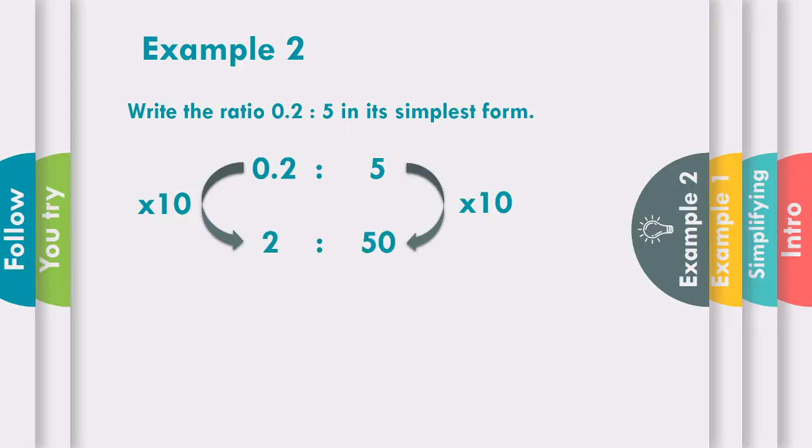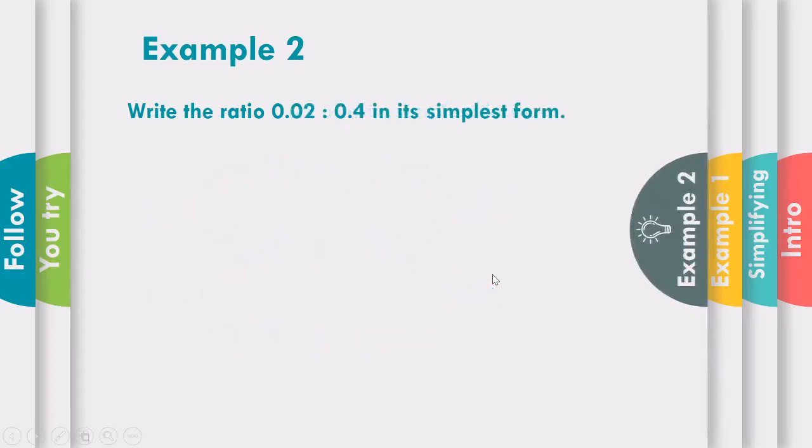Now guys, if we remember about simplifying ratios, we can divide each number in the ratio by a number to make it more simple. They're both even numbers, so I know I can definitely divide by 2 here. If I divide each side by 2, I get 1 is to 25, and that is my final answer. I can't go any lower than that. That is my ratio in its simplest form. So guys, sometimes we'll have to multiply by 10 to get rid of the decimal, and then divide by the highest common factor to give our ratio in its simplest form.